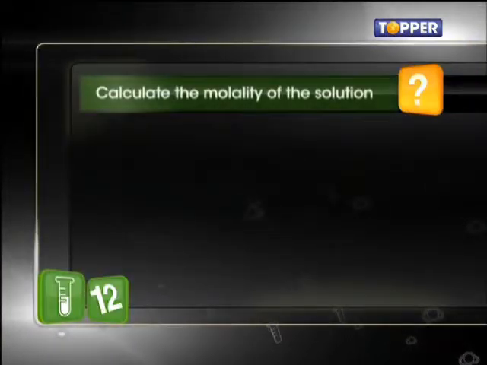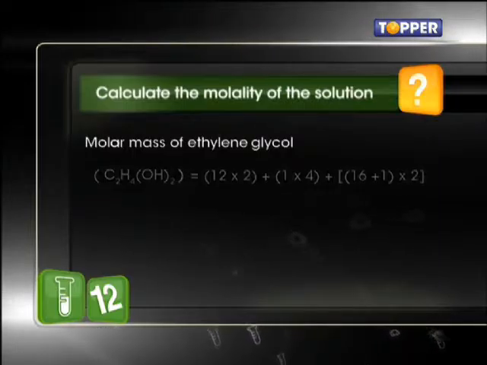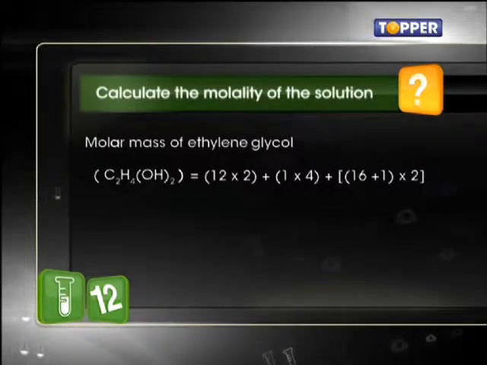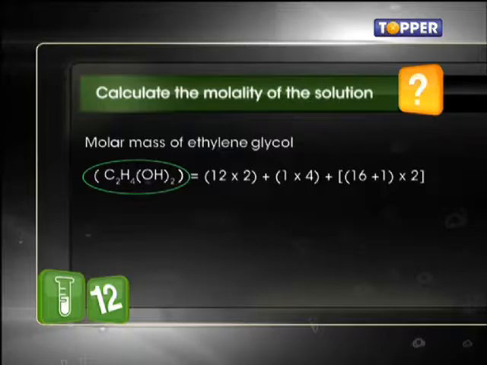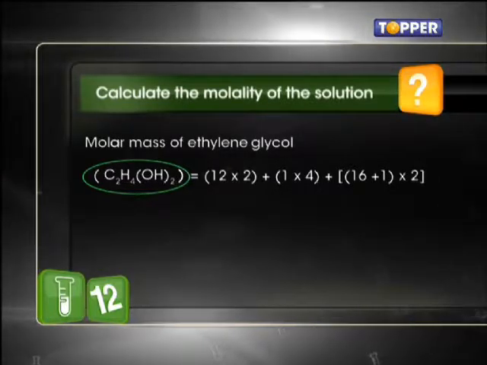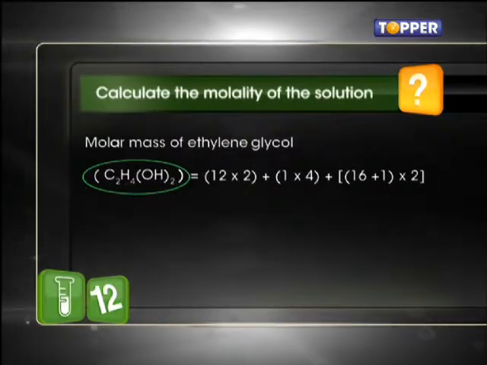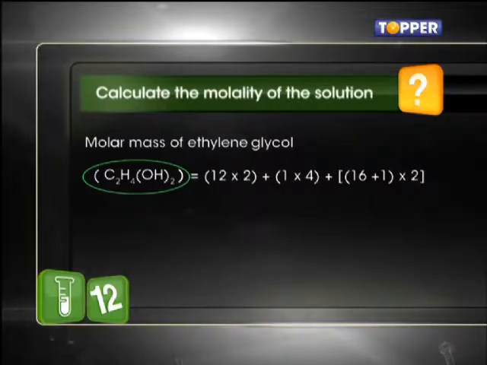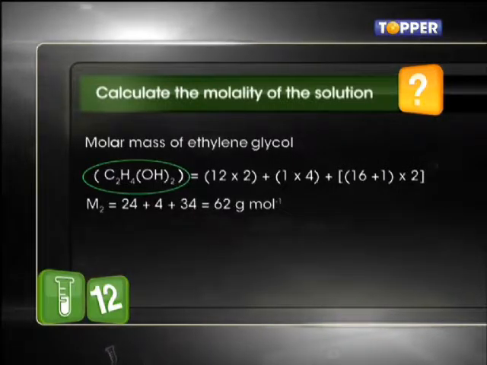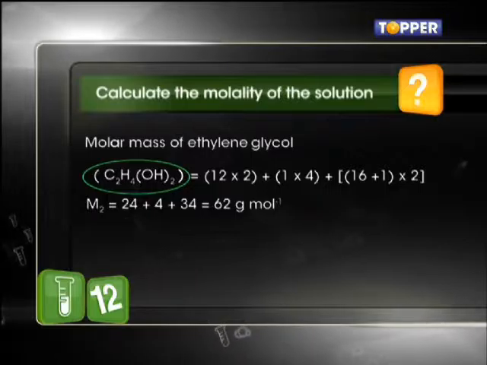Here comes the answer. Molar mass of ethylene glycol C2H4(OH)2 is equal to 12 multiplied by 2 plus 1 multiplied by 4 plus 16 plus 1 multiplied by 2, that is equal to 62 grams per mole.